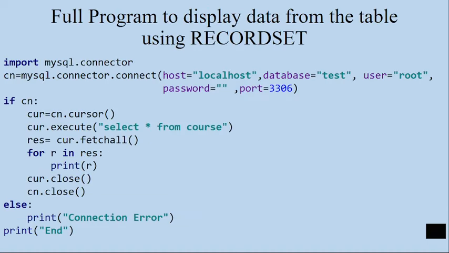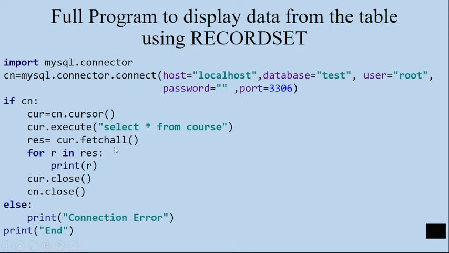Now second is using result set. So here: import, make the object, check whether it is connected, then cn.cursor, here it is a cursor, then execute the select statement. After executing the select statement, you fetch all the data from the cursor into the RES. We can use fetchone, we can use fetchall.